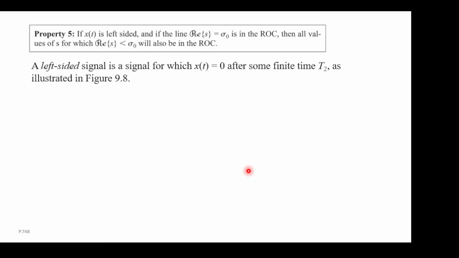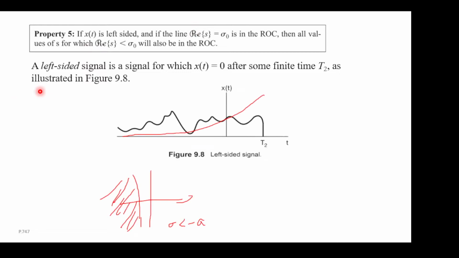Okay. And similarly, we have left-sided x of t. Then your ROC should extend to negative infinity. It's really similar, so I think we skip the proof. Here is a picture. Your x of t is left-sided, so it's cut off on the right side at t2, and we are thinking about multiplying by a negative sigma.